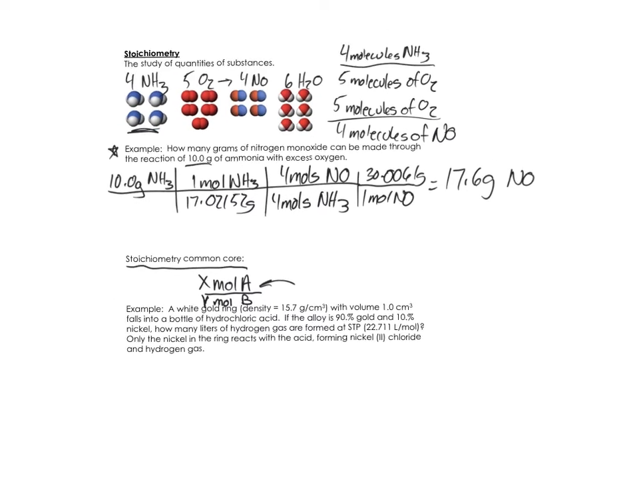Now that's pretty easy. Let's try something a little bit more difficult. So in this case, I have a white gold ring. There's the density of the ring with its volume. The alloy is 90% gold and 10% nickel. Now, gold won't react with hydrochloric acid, but nickel will. And essentially what it does is it forms nickel 2 chloride and hydrogen gas. So how many liters of hydrogen gas are formed at STP?